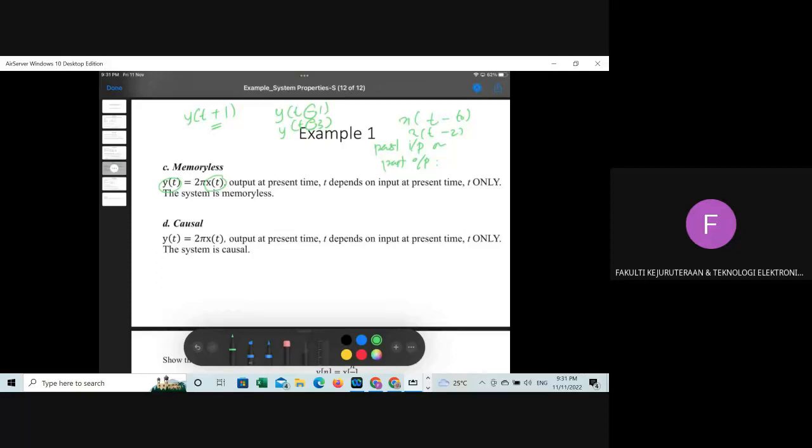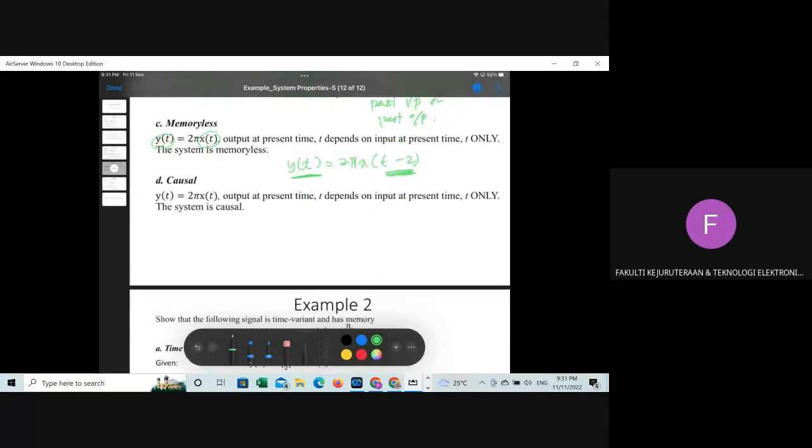Okay, just look at that. If you have y(t) equals 2 pi x(t minus 2), the present output depends on the past input, t minus 2. So this system has to store the past input, so it has memory. In the previous case, no. I hope you're fine with that.